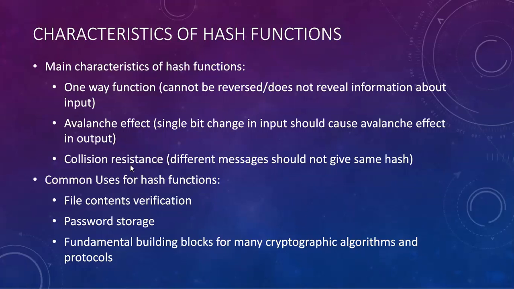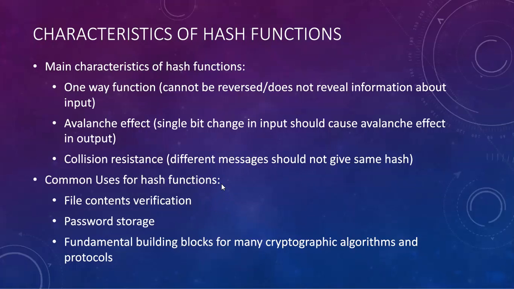And the next thing is collision resistance, which basically refers to that if we are calculating hashes for 50 different messages, then each message should have its own independent and different hash. So two different messages should never give us the same hash.